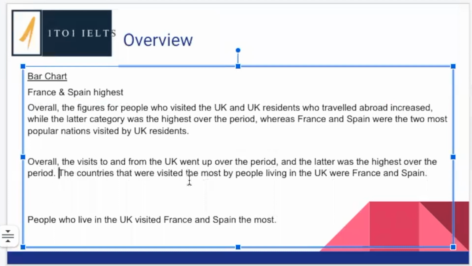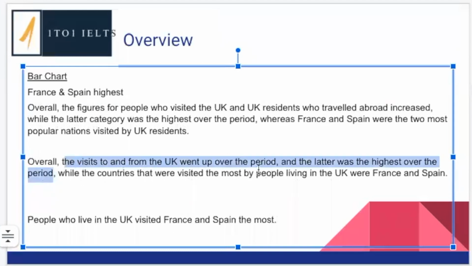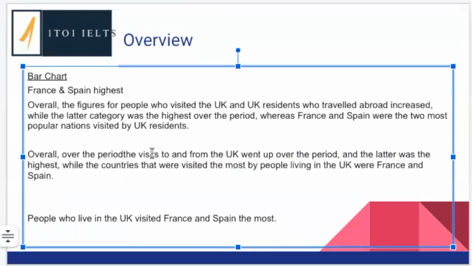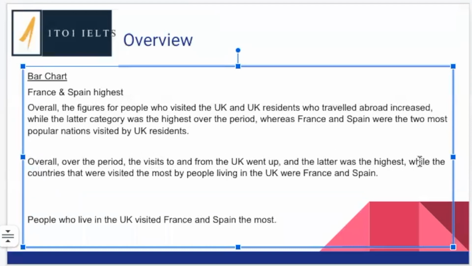So here, if we wanted to, just to make this a slightly more complicated grammatical structure, we have this. Looking at this very first part, we've got two parts that say over the period and over the period. Is there any way we could make this a little bit more concise and be less repetitive, and maybe only mention over the period once? So what I could do is just use one of these at the beginning. So overall, over the period, the visits to and from the UK went up, and the latter was the highest. So this over the period now covers both of these, and we're a lot less repetitive.